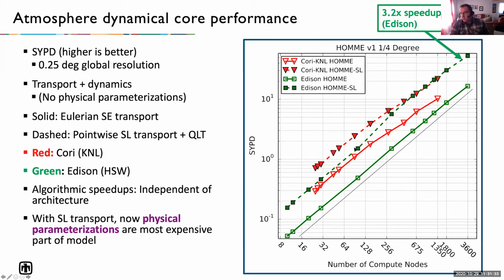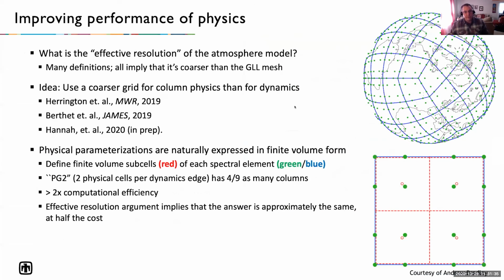And just for the sake of time, I'm going to quickly mention how we grid coarsen now. So we implemented what we call a phys grid, or a physical grid. There are some papers that have introduced this idea before we had it. But the idea is you replace our spectral elements, here in green, with physics columns on a finite volume grid at a coarser resolution, in red. And you can motivate this by asking, what is the effective resolution of your mesh? It's less than you would get by assuming it's the same as the GLL spacing.